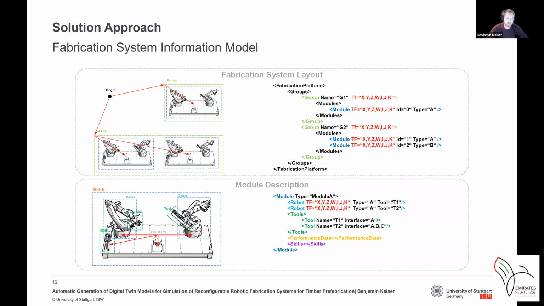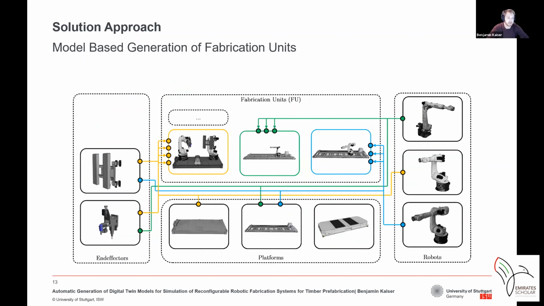So what we have is this description at the end that describes the fabrication system layout, our individual fabrication modules, like which robots do we have, where are they placed, which working areas do they have. And then we combine them into predefined fabrication modules like the TIM platform or other modules. They are based on different platforms, different robots, and different end-effectors.